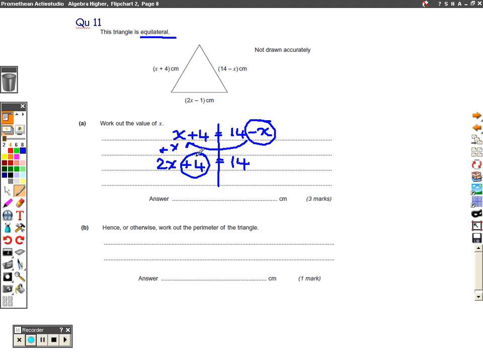Bring your plus 4 across, which becomes minus 4. 2x is equal to 10. Divide your 10 by 2. x has got to be equal to 5 centimetres. Hence, or otherwise, work out the perimeter of the triangle. This one's x plus 4, which is 9. 14 minus your 5 is 9. And 2x minus 1, 2 times 5 minus 1, you know that they're all going to be 9. Now, be careful that you don't think that each of your sides are 5. So all 9, 9 times 3, 27.